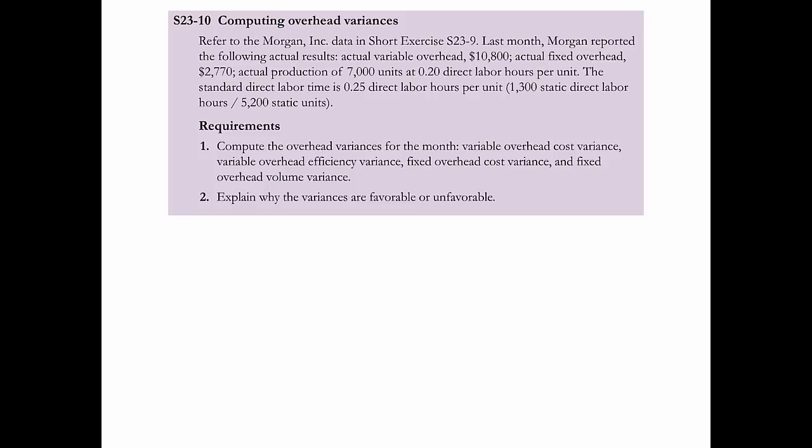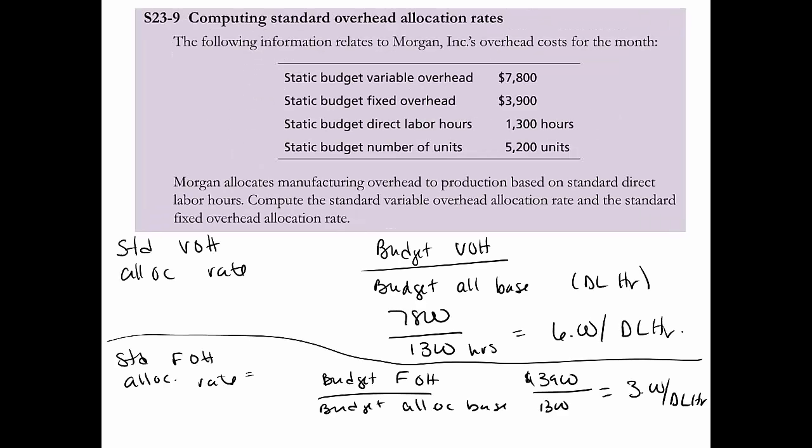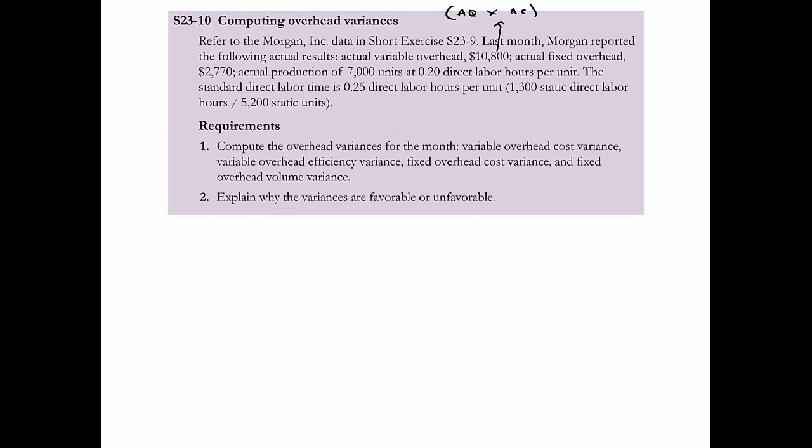So now we've got Morgan Company, and again, this is in the demo problems if you want to follow along on there. Their actual variable overhead was 10,800, and so that's the actual quantity times the actual cost, what they actually paid. Actual fixed overhead was 2,700. They produced 7,000 units at 0.2 direct labor hours. The standard is 0.25 direct labor hours, which is, if we go back here, 5,200 units and 1,300 hours would be the 0.25.